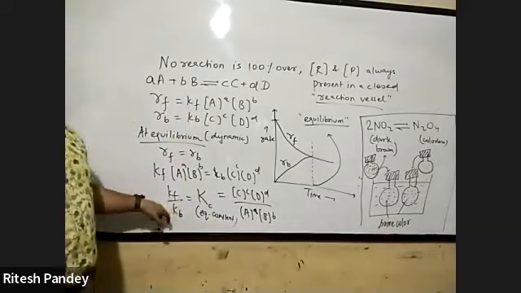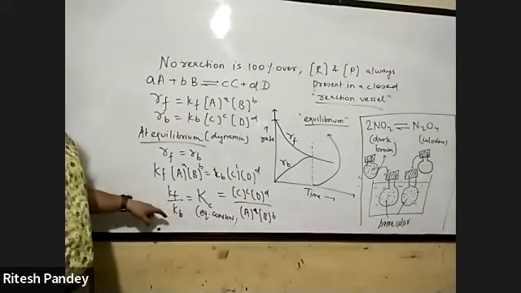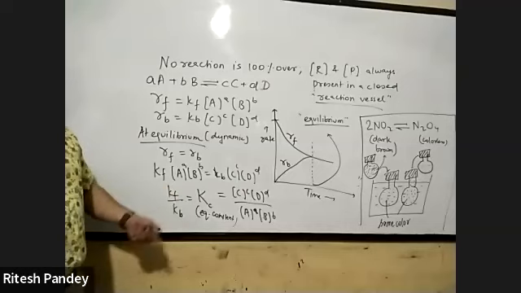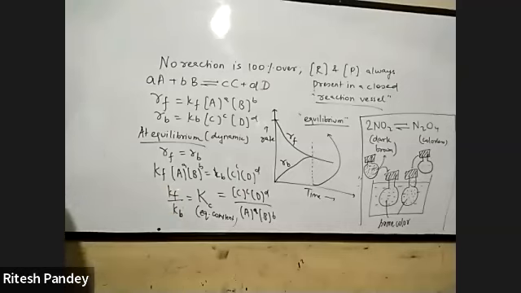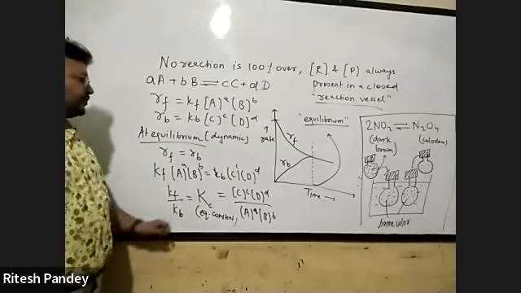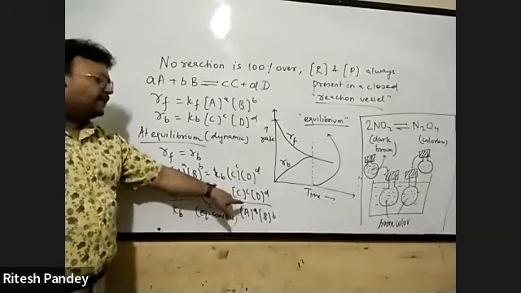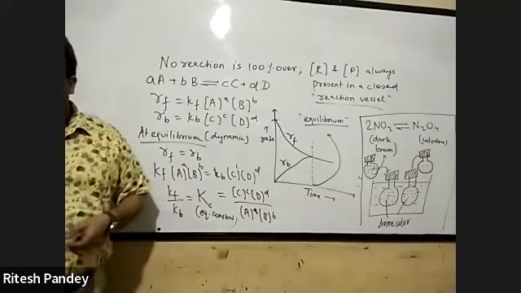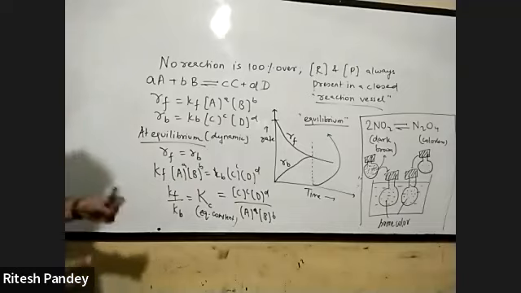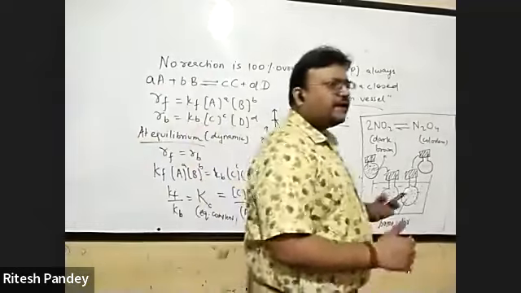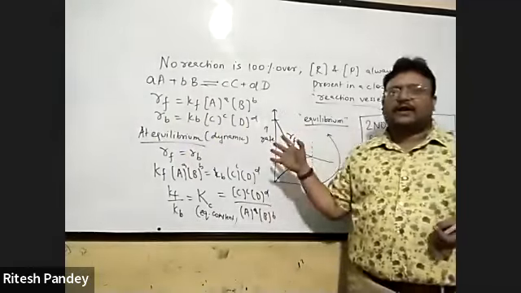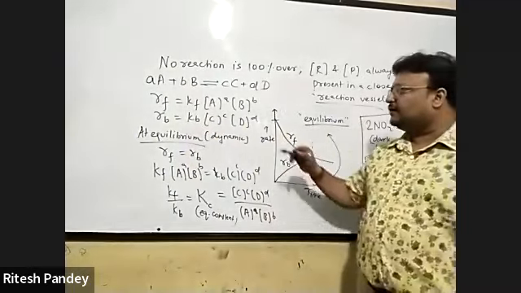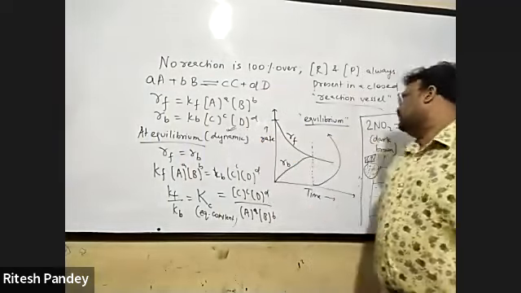Like Kf, Kb were functions of temperature, Kc would also be a function of temperature. Like Kf, Kb depend only on temperature, Kc would depend only on temperature. At equilibrium, the amount of A, B, C, and D will be constant with time. And this is where I tell you, apparently there is no change in the amount of reactant and product. You feel the process has stopped, but it never stops. It keeps on happening in the forward and backward direction at the same rate. And the state of equilibrium is dynamic.